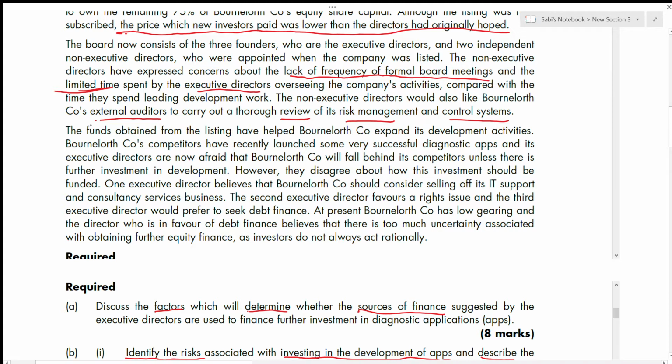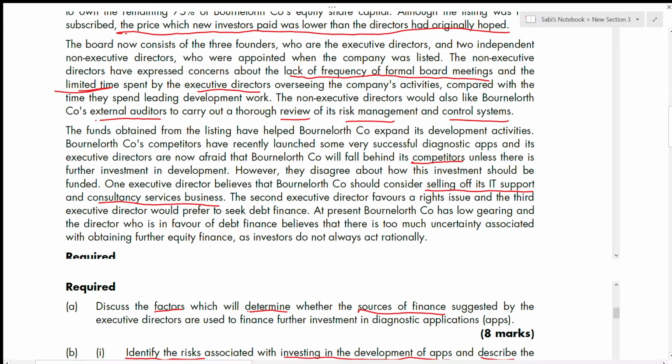And finally, the last paragraph says the funds obtained from listing have helped the company expand its development activities. The competitors have recently launched some very successful diagnostic apps, right? And its executive directors are afraid that the company will fall behind its competitors unless there's further investment in development. So the other problem is competitors. However, they disagree about how this investment should be funded. One executive director believes that the company should consider selling off its IT support and consultancy service business. So one says that they have to sell off the IT support and consultancy service business.